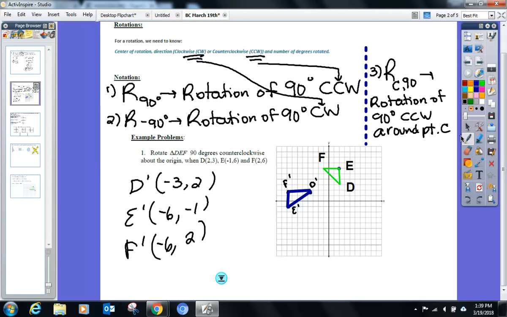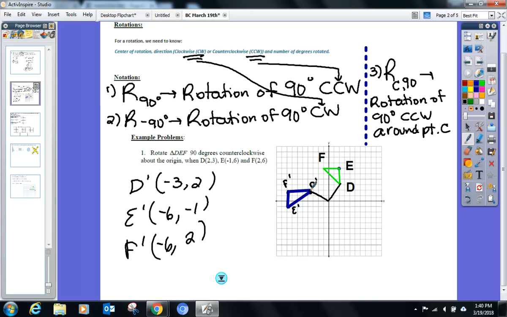There it is. Rotated 90 degrees counterclockwise. And again, watch. The 90-degree angle you form, if I did that with E and E prime in the origin, 90-degree angle. F prime in the origin, 90-degree angle. Okay. Questions on that one? Going?